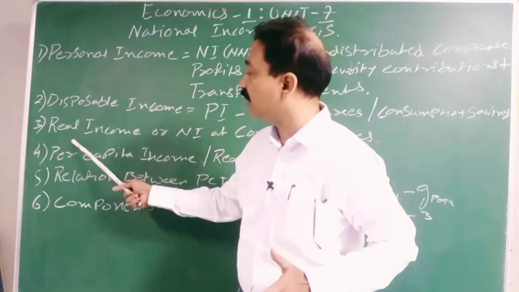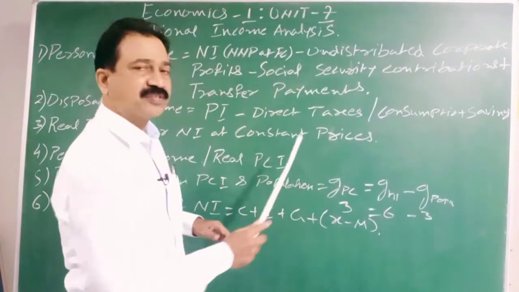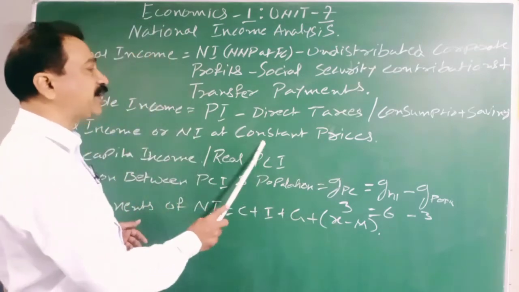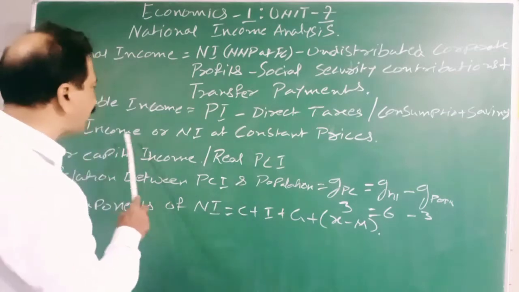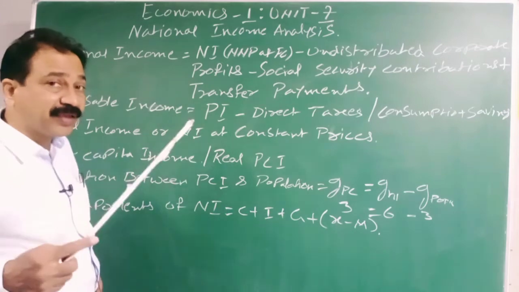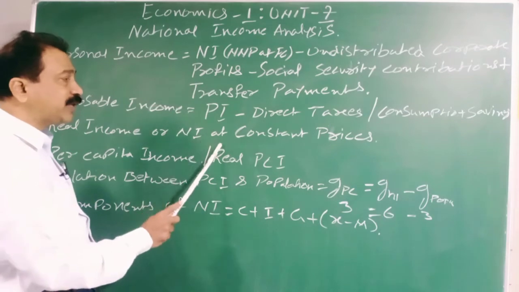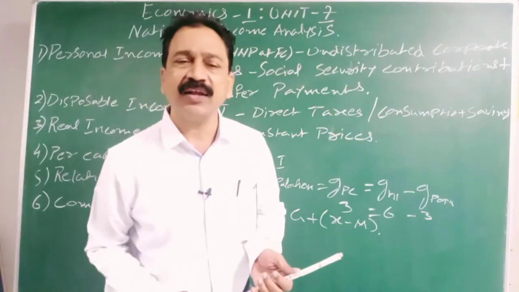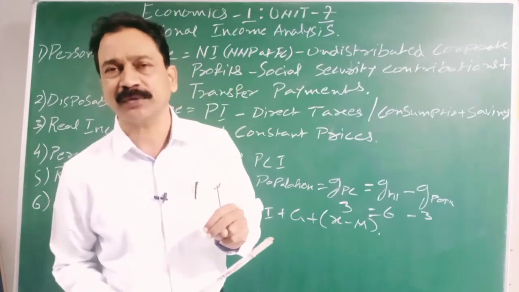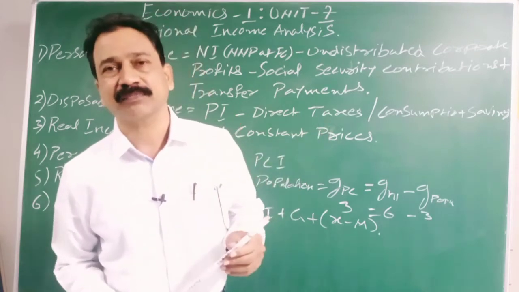Now we will see the third one, real income or national income at constant prices. If you are unable to see these things on the board, you don't need to worry. If you have a pen and paper, when I am saying, you can write it down. Real income or national income at constant prices. Generally, we calculate the national income at 2 levels. Already we had a discussion about this part: at constant prices and at current prices.